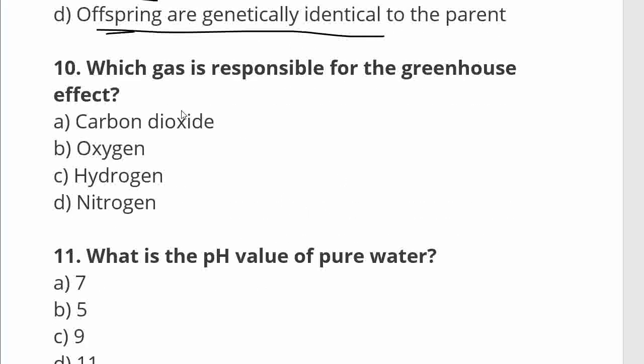Now the next question: which gas is responsible for the greenhouse effect? Options are A. Carbon dioxide, B. Oxygen, C. Hydrogen, D. Nitrogen. The right answer is option A, that is carbon dioxide. Carbon dioxide traps heat in the Earth's atmosphere, contributing to the greenhouse effect.